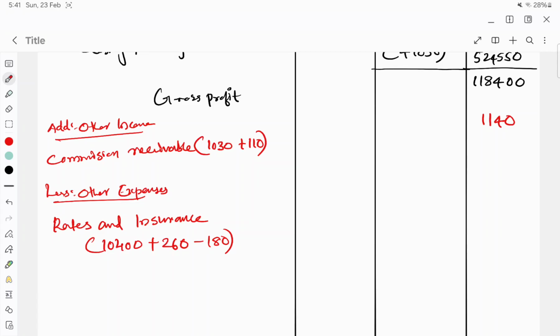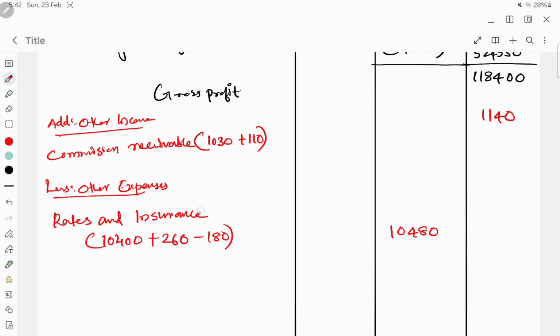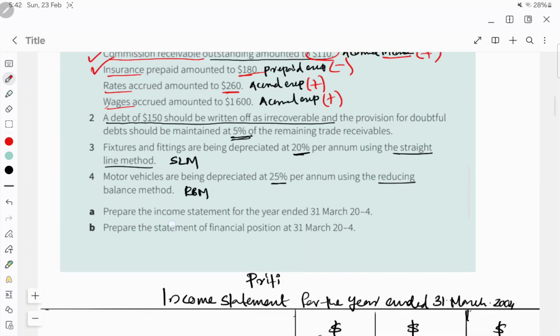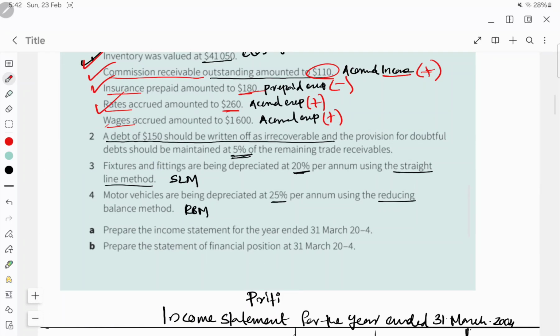So 10,400 plus 260 minus 180 will be 10,480. Okay, so I'm taking that here, 10,480, in the first or second column. The next one is wages. Wages also has accrued. Wages amount was 39,400, and accrued wages is there, right? See here, rates taken, insurance also taken, wages accrued is 1,600.